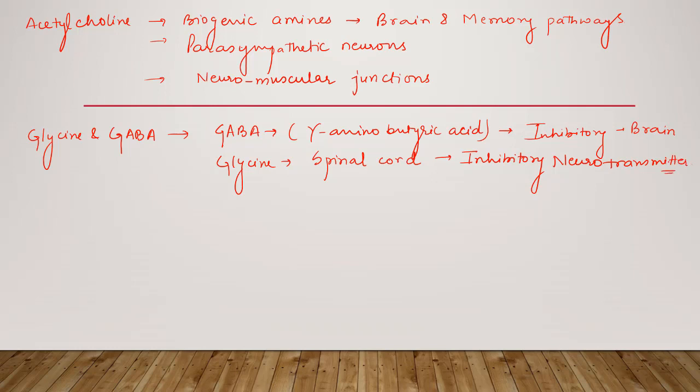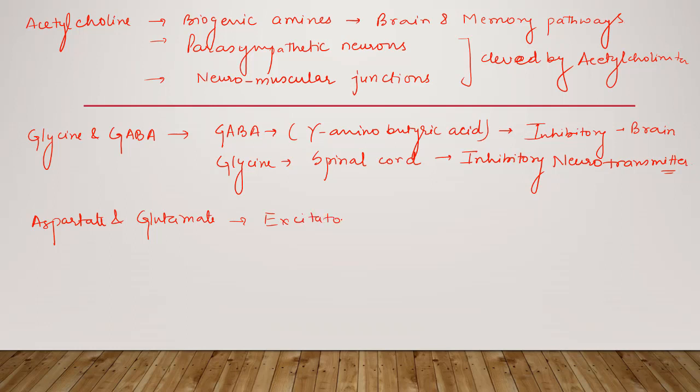Okay, understood? Acetylcholinesterase helps to cleave it. Acetylcholine is cleaved by acetylcholinesterase. Then comes aspartate and glutamate. They are also excitatory in the brain. They are also amino acids.